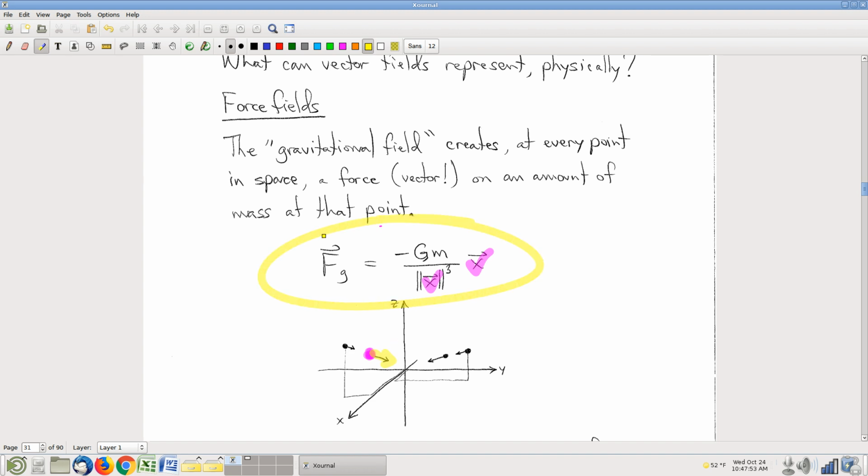This formula gives you, for every point, a corresponding vector. That is a vector field. Everybody happy? Not hard to persuade yourself. Just think about what happens if you put in different kinds of points.